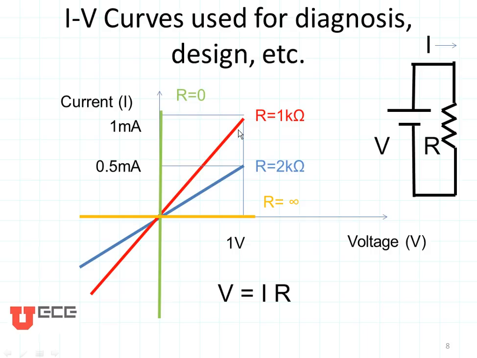If I had a 1 kilo ohm resistor, for example, connected onto a 1 volt battery, I would have 1 milliamp of current. If I had a 2 kilo ohm resistor, I'd have half a milliamp of current. And if I had a really high resistance, let's say infinity, I would have no current at all. On the other hand, if I had a very tiny resistor, let's say 0 ohms, I would have no voltage, but I'd have a very large current.